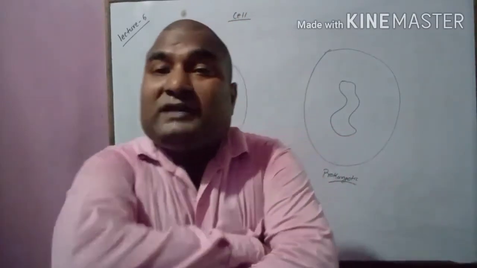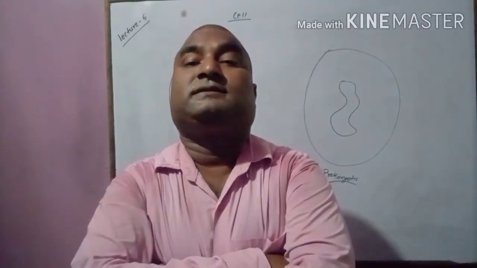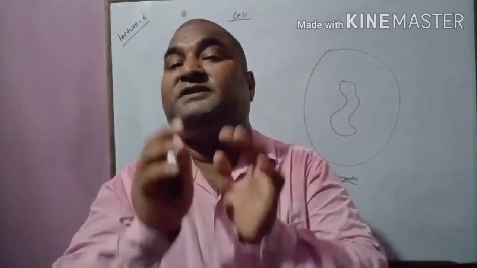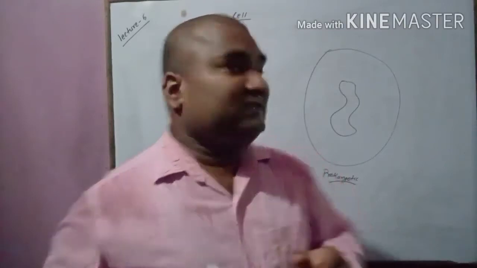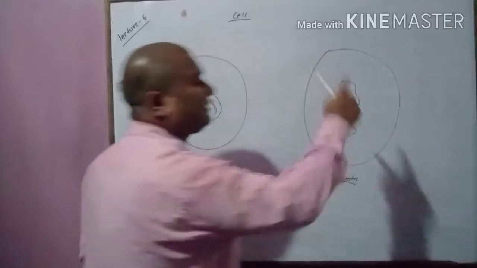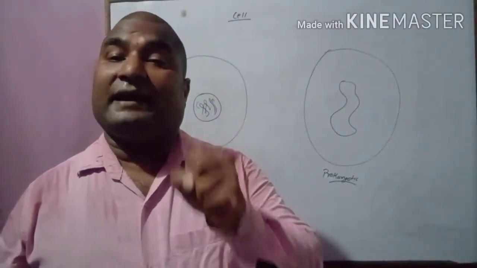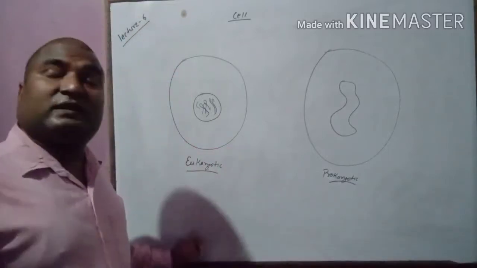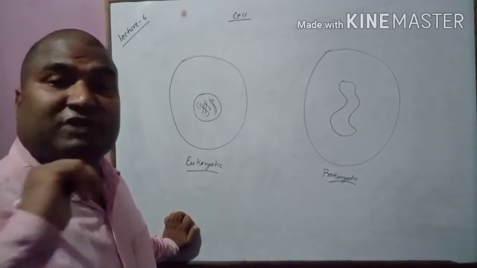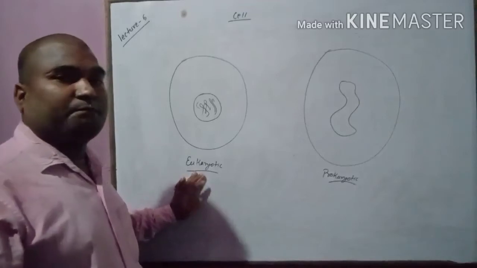So on the basis of nuclear organization, meaning how the nucleus is there and how genetic material is present in the nucleus, this region is called the nuclear region. How is the nuclear region organized in a cell? Cells are of two types: prokaryotic cell and eukaryotic cell.